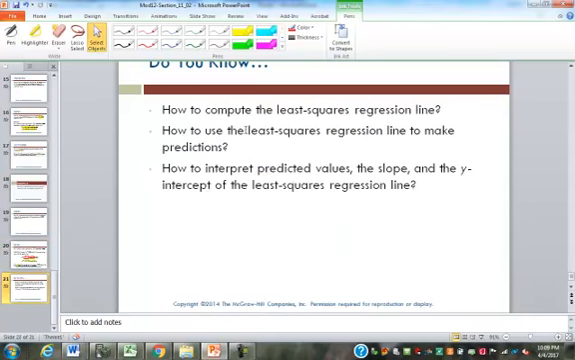So we have computed the least squares regression line, we have used the least squares regression to make predictions, and we interpreted the predicted values and the slopes and the y-intercepts. So that is it for this unit.